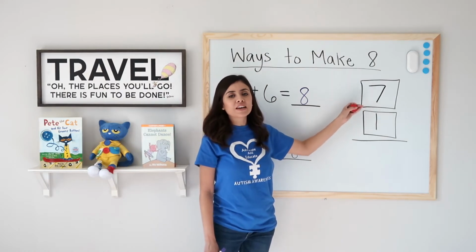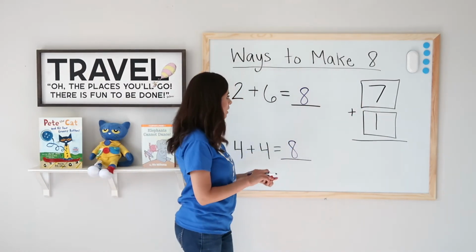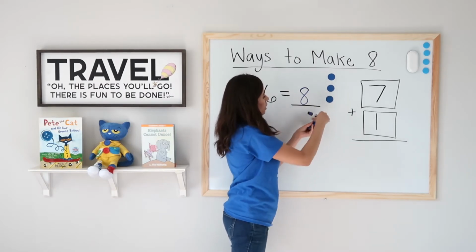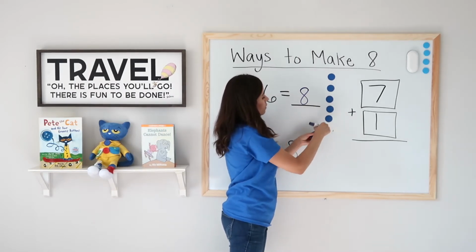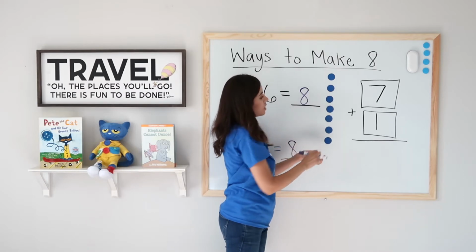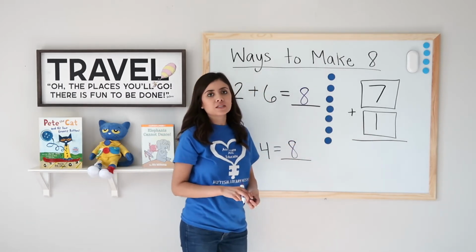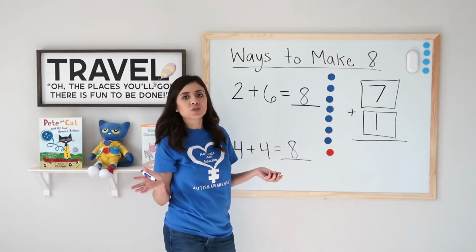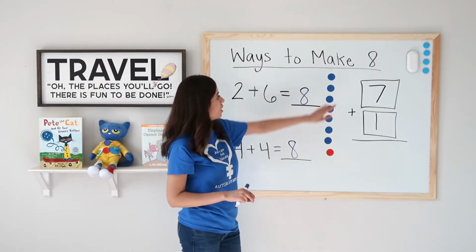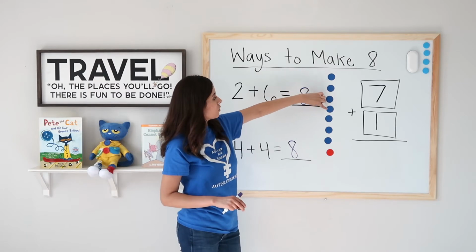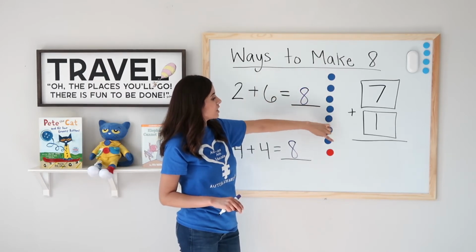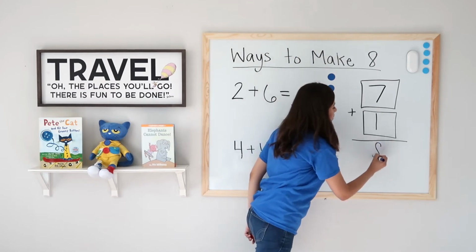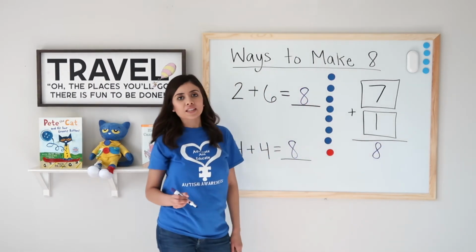So I have 7 blue dots. Ready? 1, 2, 3, 4, 5, 6, 7. I have 1 red dot. How many dots do I have in all? Ready? 1, 2, 3, 4, 5, 6, 7, 8. Very good. So that means that 7 plus 1 equals 8.